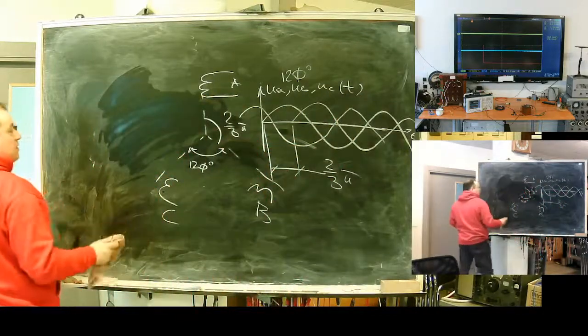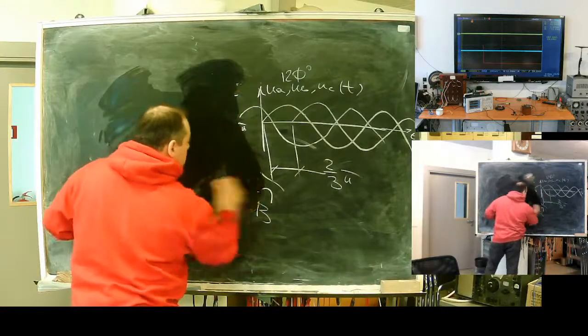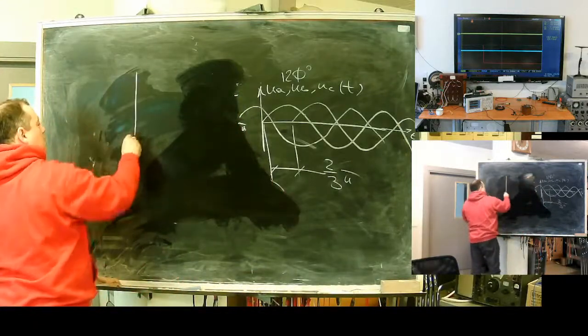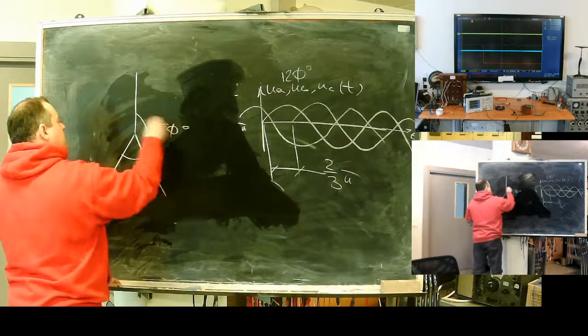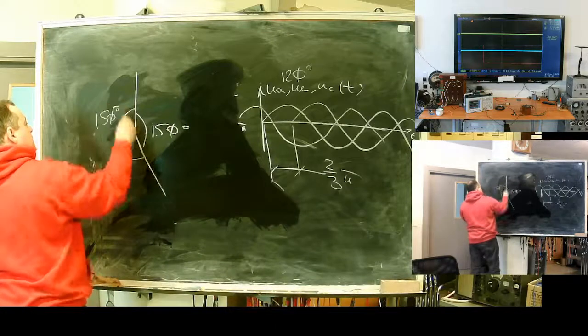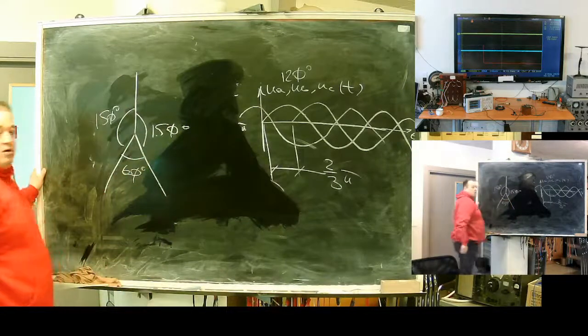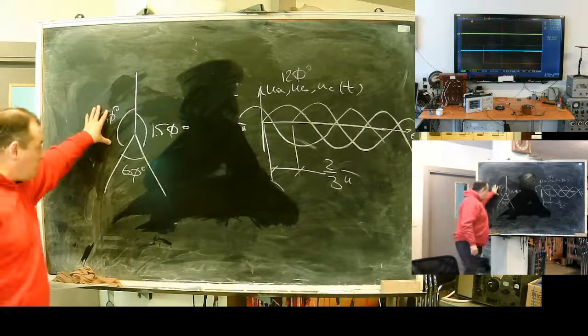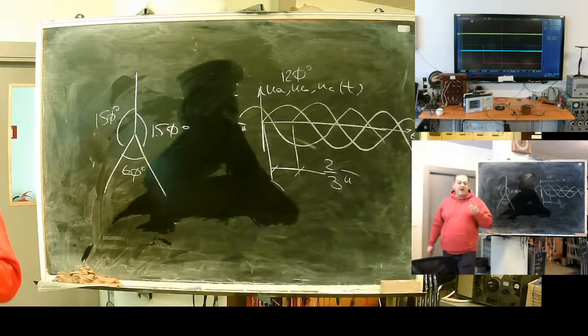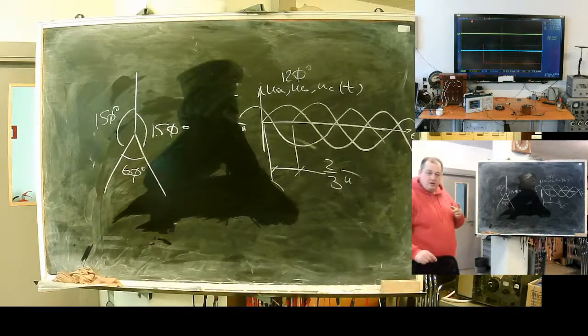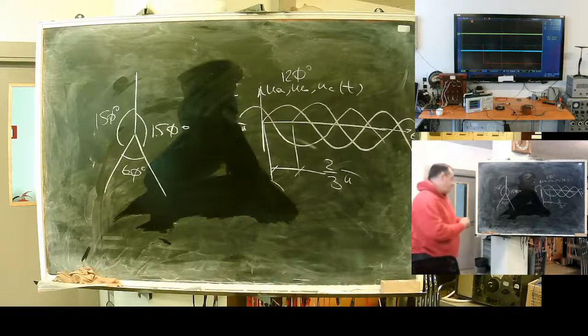But what if we order, okay, I can order, let's say, 150 degrees, 150 degrees, and 60. What will be the phase shift? 150, 150, and 60. The phase shift of the voltage is determined by the design of the magnetic system.